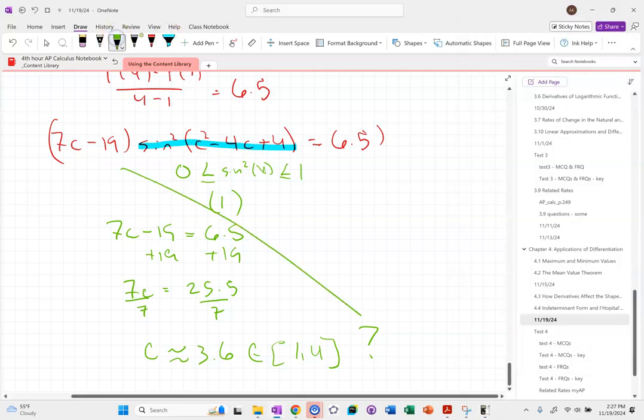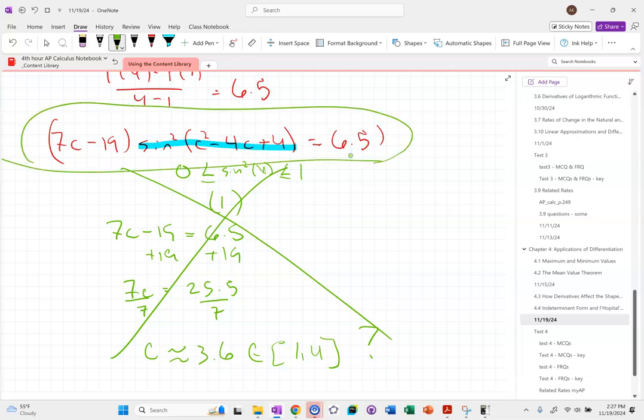So don't do any of this. Would you just put that there's no solution? Yeah. Okay. Would there be a question like this on the test? Absolutely could be.